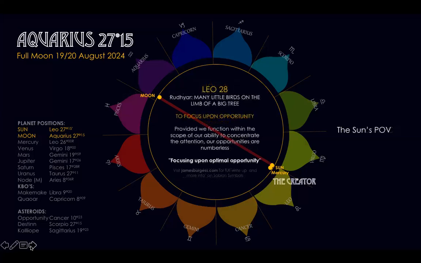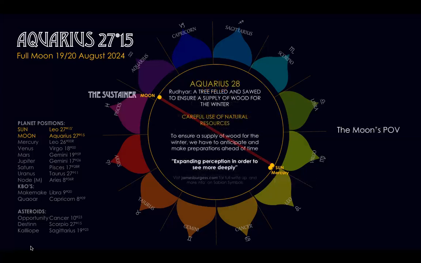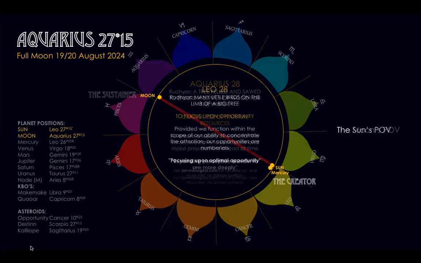Now we're going to look at the sun's point of view. Many little birds on the limb of a big tree. And James's summation is focusing upon optimal opportunity. So let's go back to the moon now. We have the moon expanding perception in order to see more deeply, and the sun at the other end focusing upon optimal opportunity.